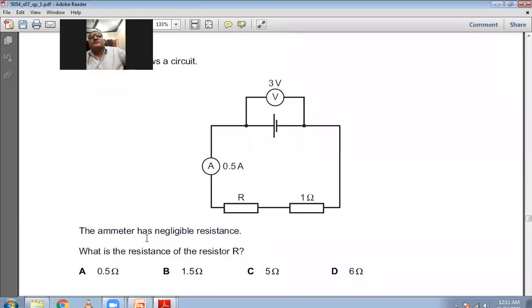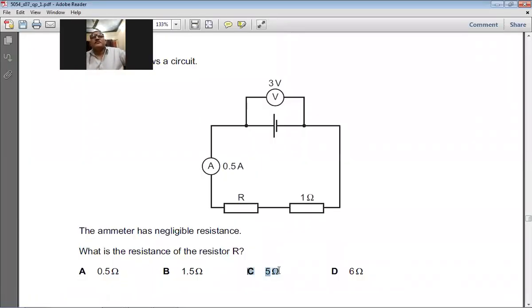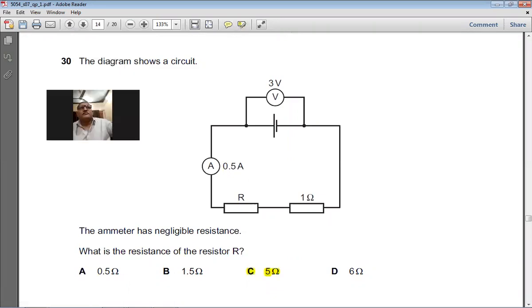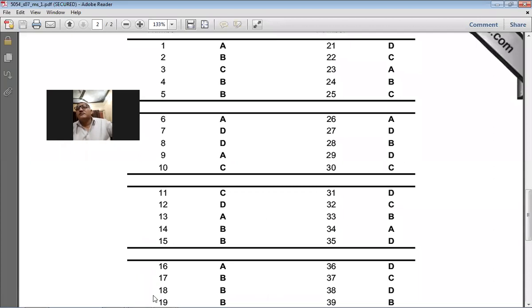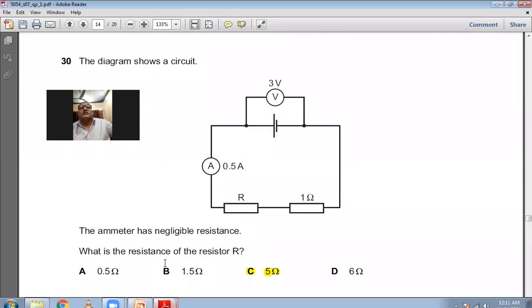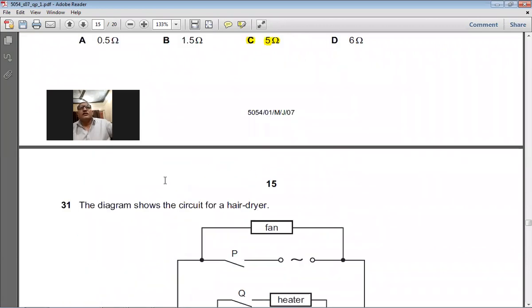5 ohm. Let me show. So question number 30, 5 ohm, C choice.